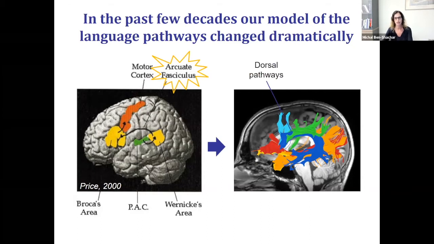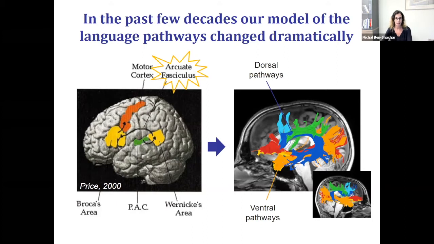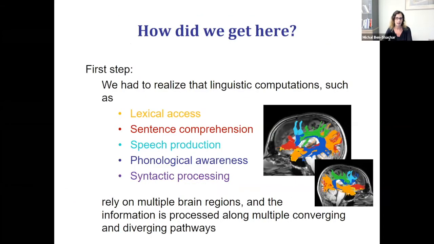And specifically, we started talking about a dorsal pathway and ventral pathways for language processing. And we also added into the picture the right hemisphere. So everything becomes more complicated and more interesting. If we ask ourselves how we got to this position, I would say we first had to realize that linguistic computations like lexical access or phonological awareness and so on rely on multiple brain regions, and the information is processed along multiple converging and diverging pathways.